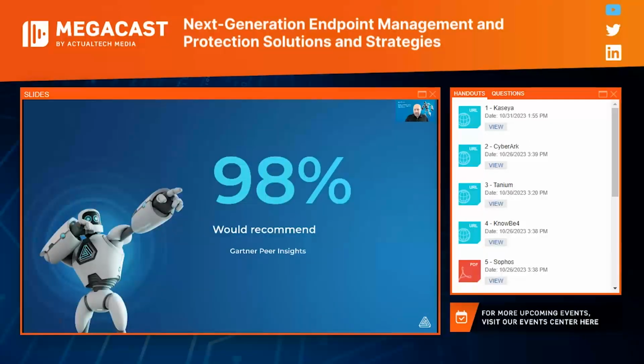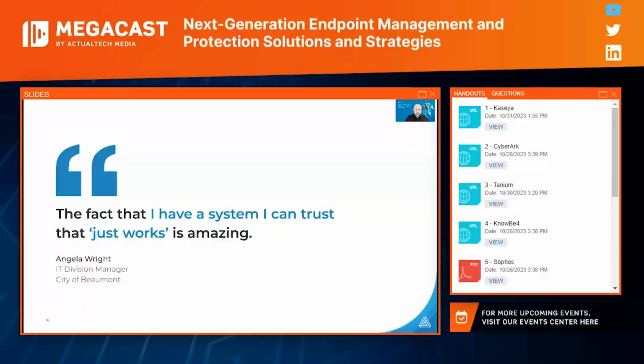98% of our customers would recommend Automox to a peer, according to Gartner Peer Insights. That's pretty amazing. It's something that we're all very proud of. That's not been easy to do, and it's a result of the culture in our company of putting the customers first and being the most reliable platform possible. "I have a system I can trust that just works, and it's amazing." That's pretty high praise, and it really warms my heart that we can provide that sort of experience to someone.